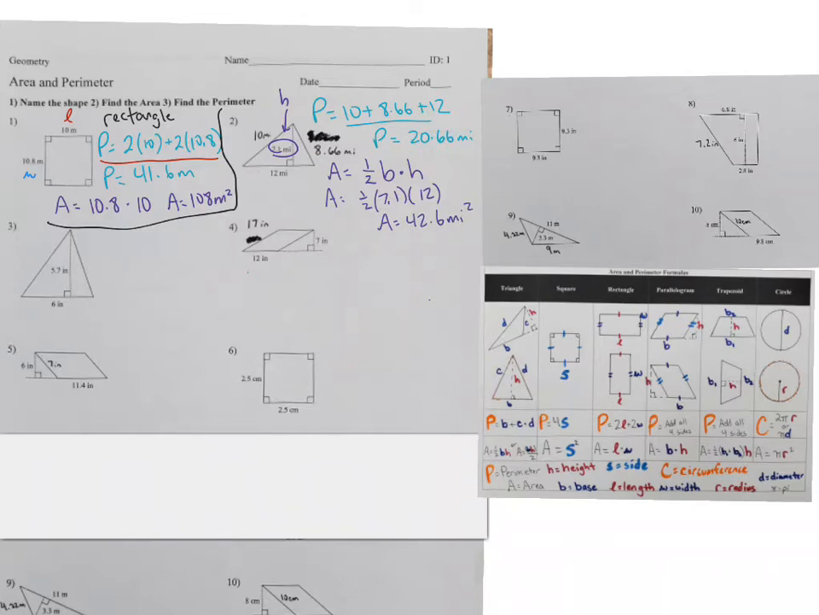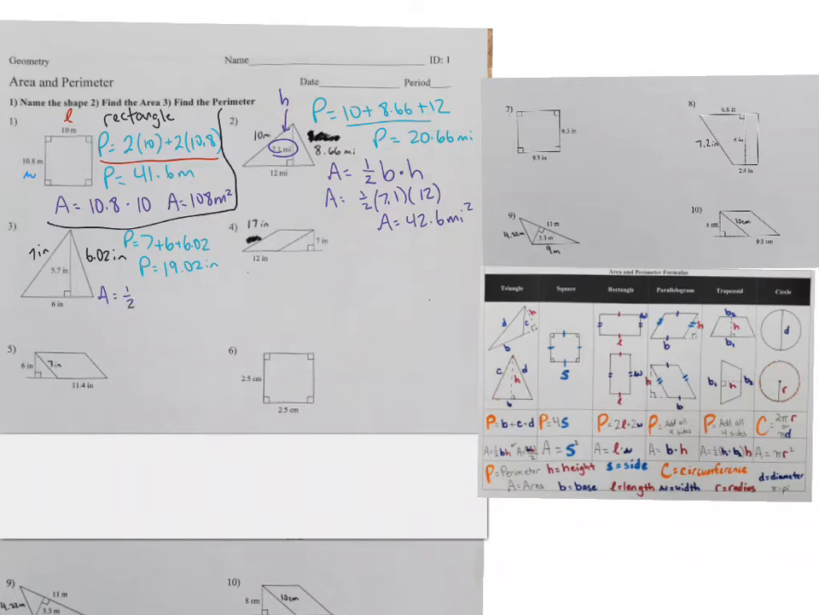Alright, number 3. Just in case you didn't write this down, this was 7 inches. This was 6.02 inches. That was given. I just forgot to write that on this picture. So my perimeter is the distance around the triangle. I'm going to add 7, I'm going to add 6, I'm going to add 6.02. 7 plus 6 is 13. 13 plus 6.02 is 19.02. So my perimeter is 19.02 inches.